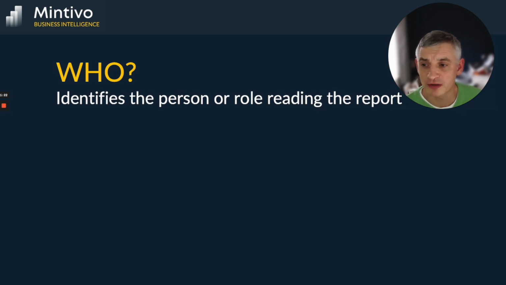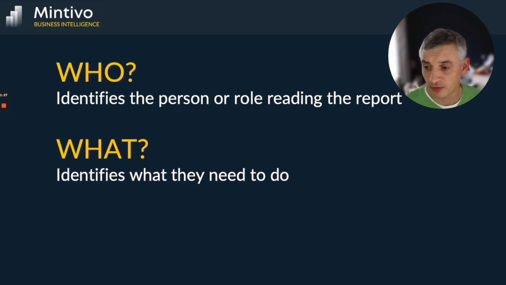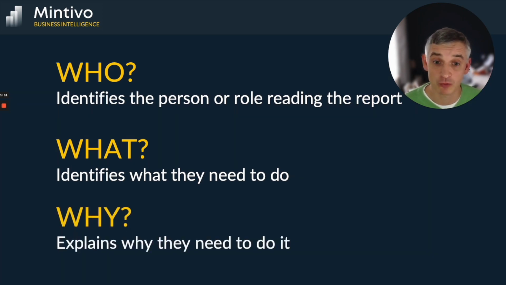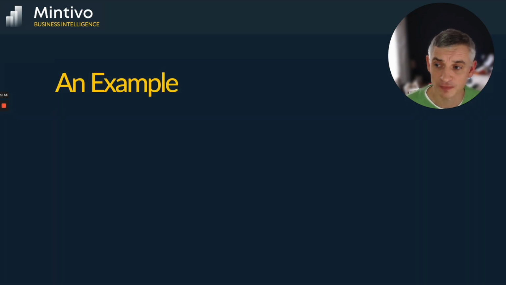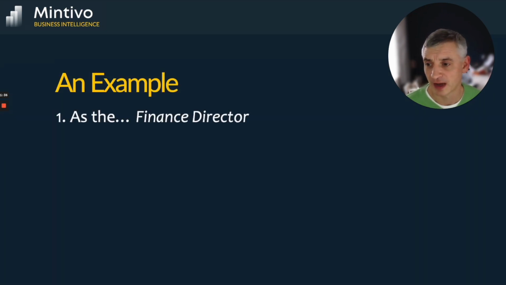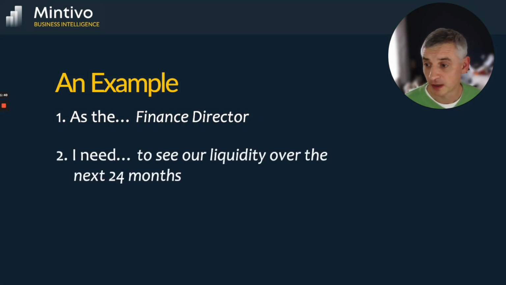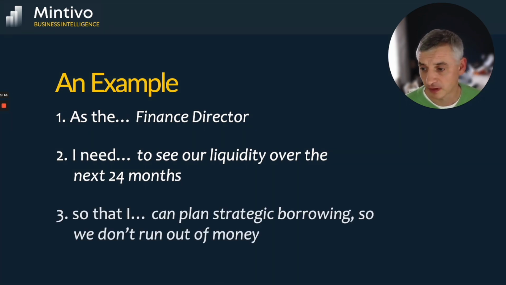So the who identifies the person or the role that will be reading the report. The what identifies what they need to do with it. And the why explains why they need to do it. So let's take an example. As the finance director, that's part one, I need to see our liquidity over the next 24 months, part two, so that I can plan strategic borrowing so we don't run out of money. That's part three.